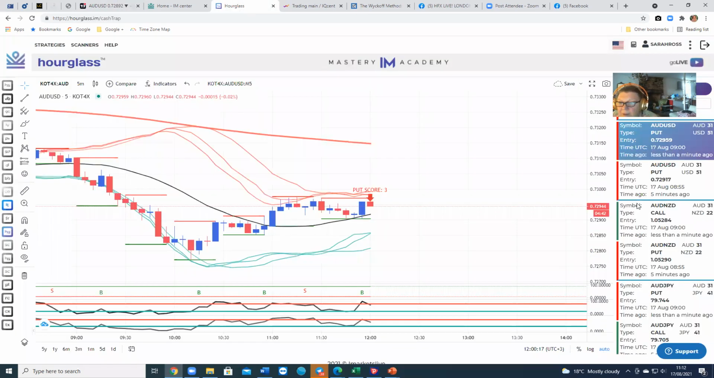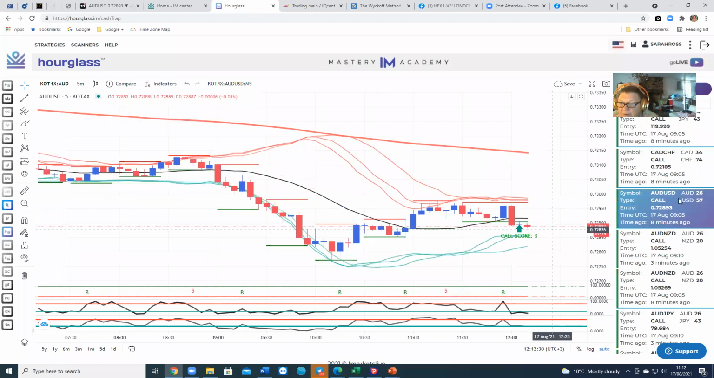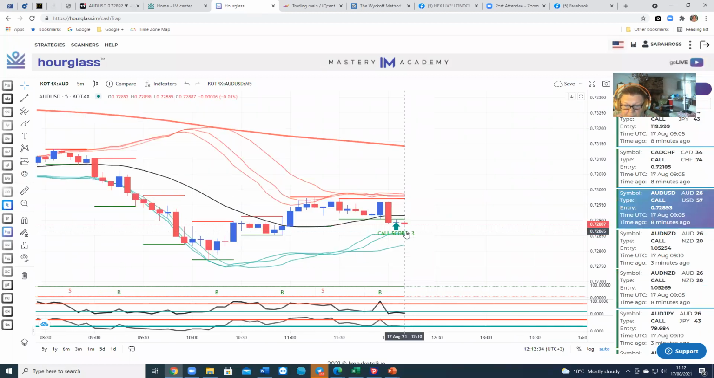Let's have a look what HourGlass is telling us. 26 to 57. You can see it's bumbling along the bottom. So it's on that line of support. It's broken below, closed below our mid exponential moving average in the Bollinger Bands. And here are the 2 little indecision candles.